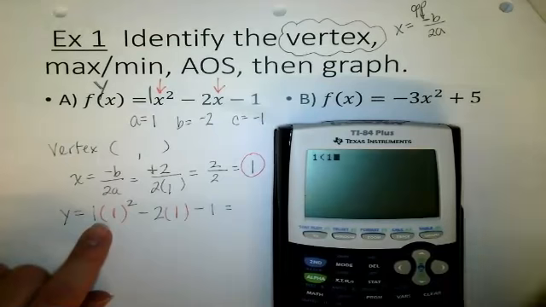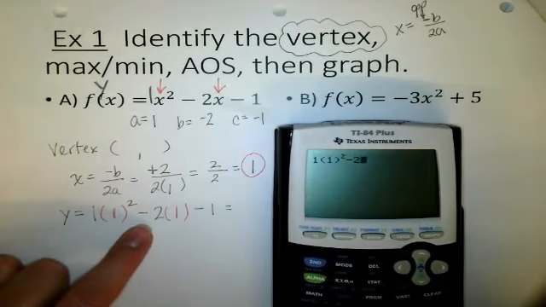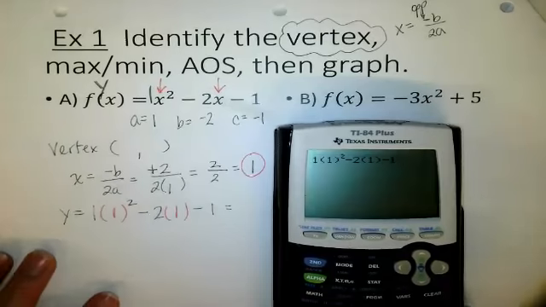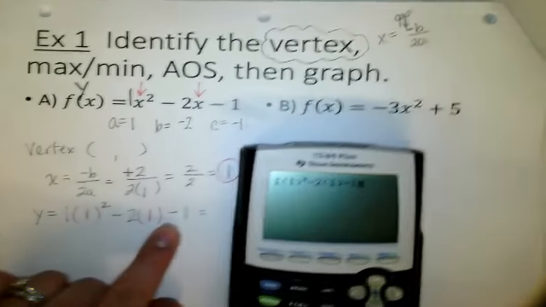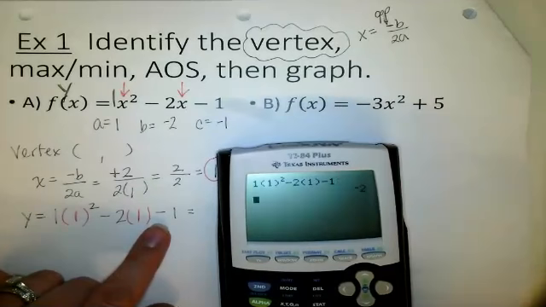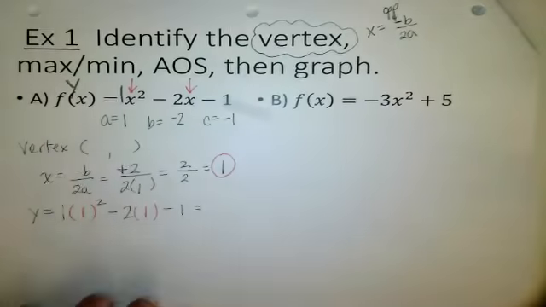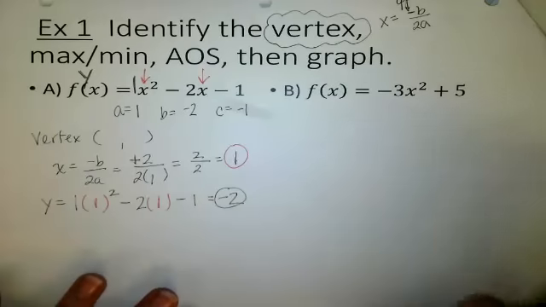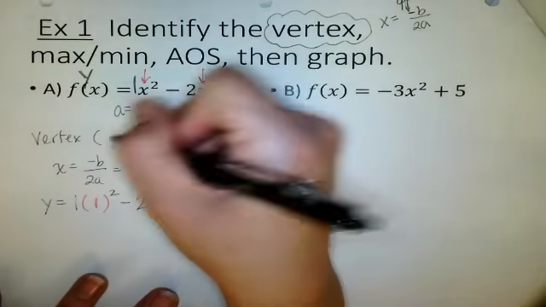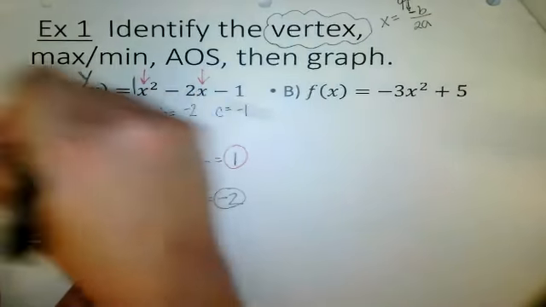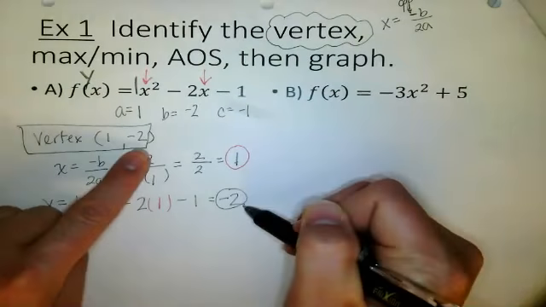1, and then we got 1 squared. Some of this you can do in your head, but, you know, got a calculator. So I'm just plugging in exactly how I have it written with parentheses using my calculator, and I happen to get negative 2. And so there is our y coordinate. And so the vertex is 1, negative 2. 1 for the x and negative 2 for the y.